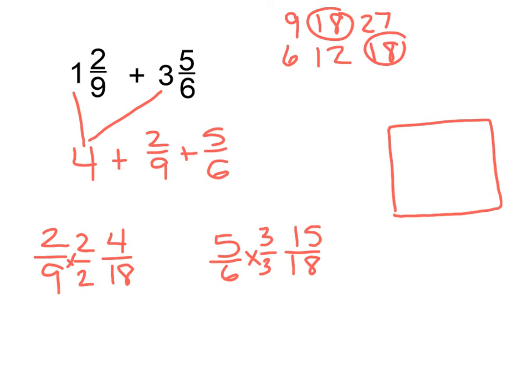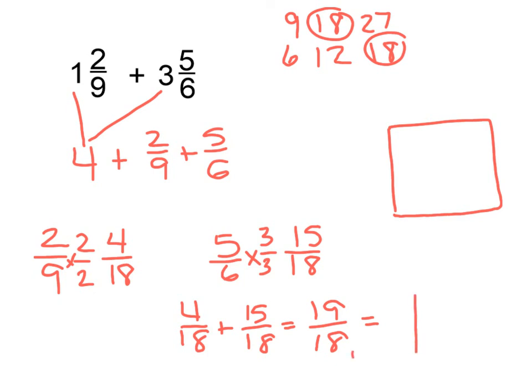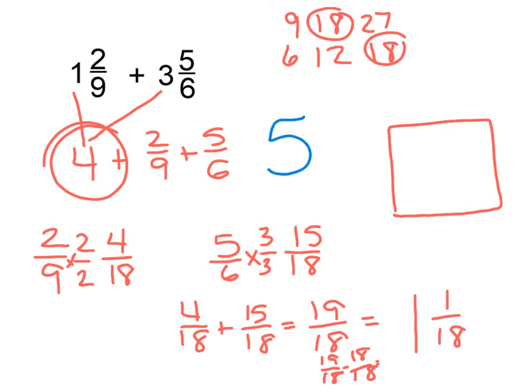Now let's add. We have 4/18 plus 15/18, and that equals 19/18. And again, I can pull 1 whole out of there because 1 whole is 18/18, and 19/18 minus 18/18 equals 1/18. So I have 1 and 1/18, and I have to add that to my original whole number of 4, which gives me 5 and 1/18.